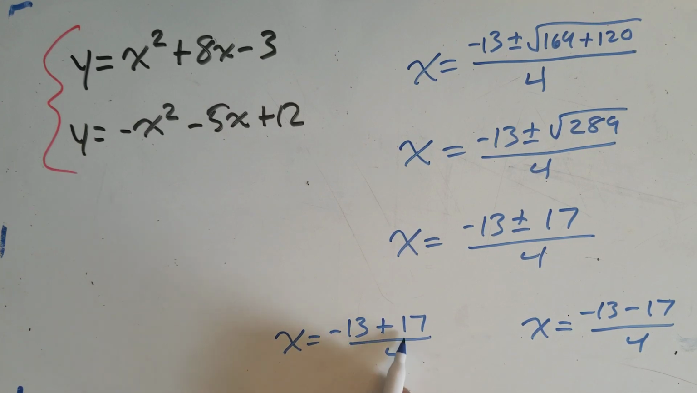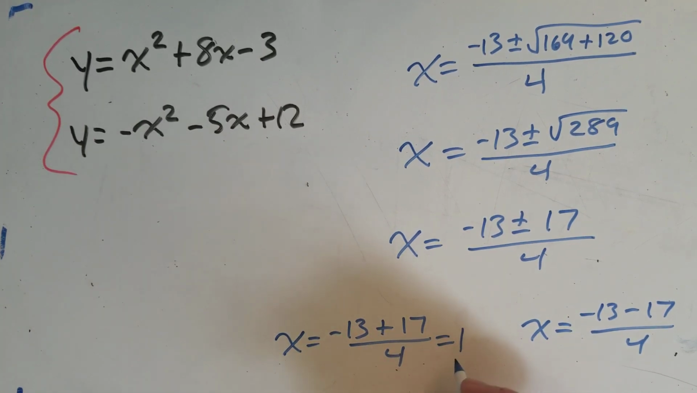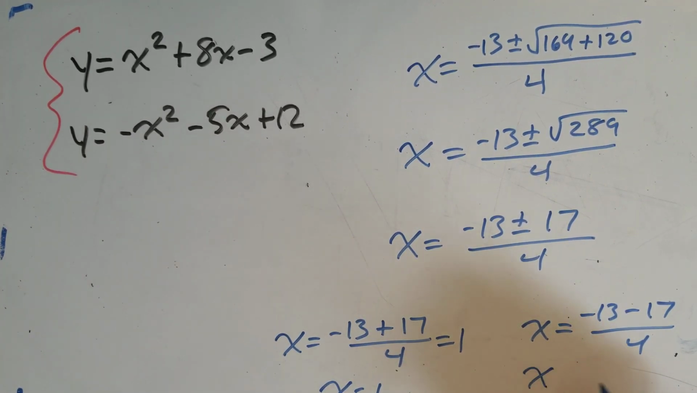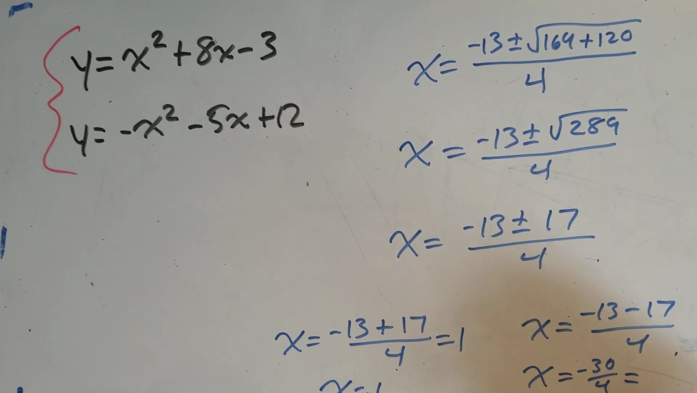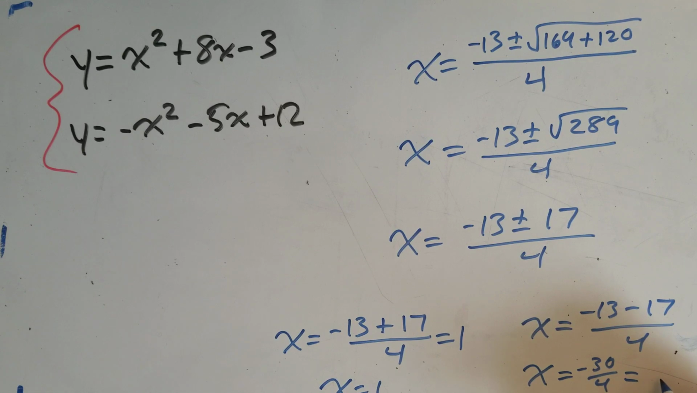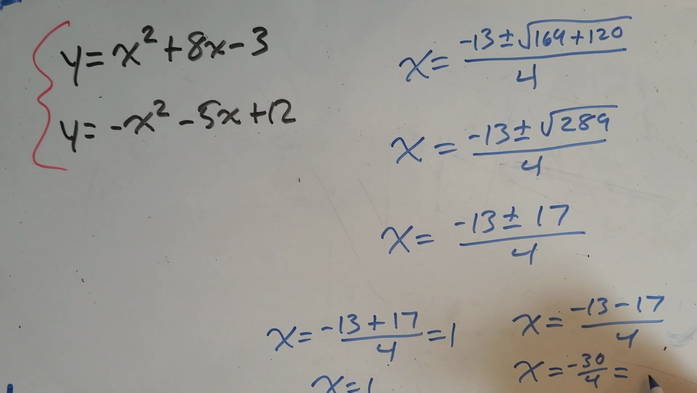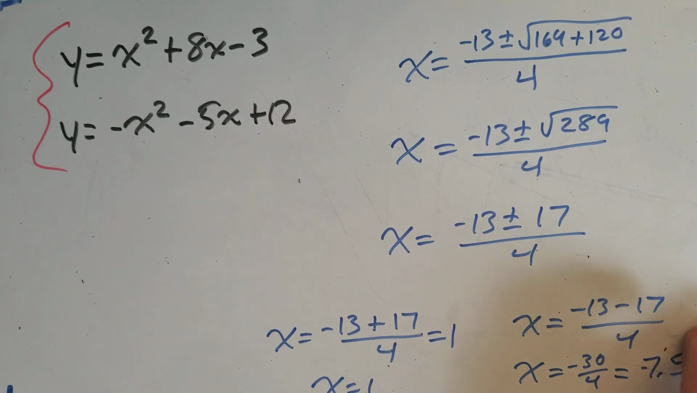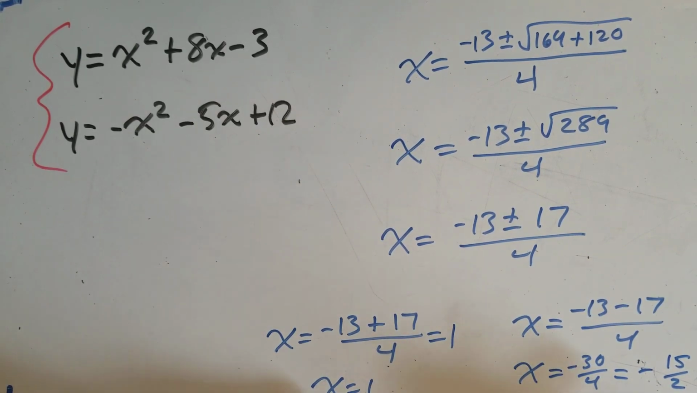Over here, -13 plus 17 is 4 over 4, which equals 1. So one possibility is x is 1. That'll give us one of the points of intersection. And over here we'll have -30 over 4, and that should simplify to negative 7.5, or negative 15 halves if you want. So those are our two possibilities for x.